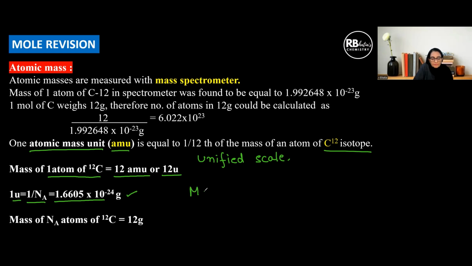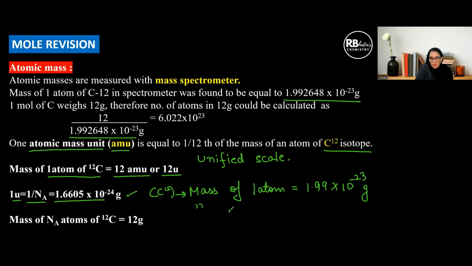Hence, if the mass of one atom is equal to 1.99 × 10^-23 grams, as we calculated here experimentally, if the mass of one atom of C12 is equal to this, then the mass of Avogadro number of atoms is going to be this number multiplied by Avogadro number, which is going to come out to be 12. Fine, you should know all these relations, children. Any of these relations can be asked from you.